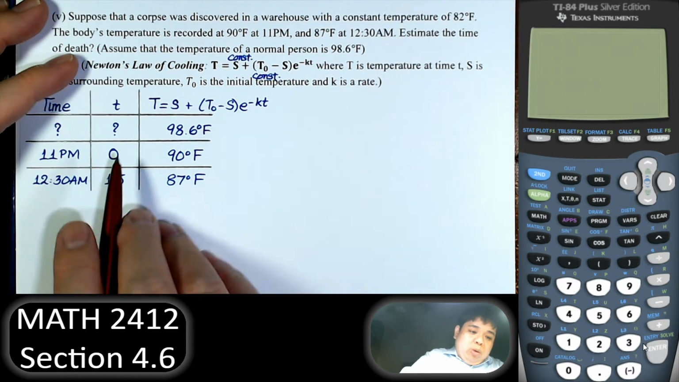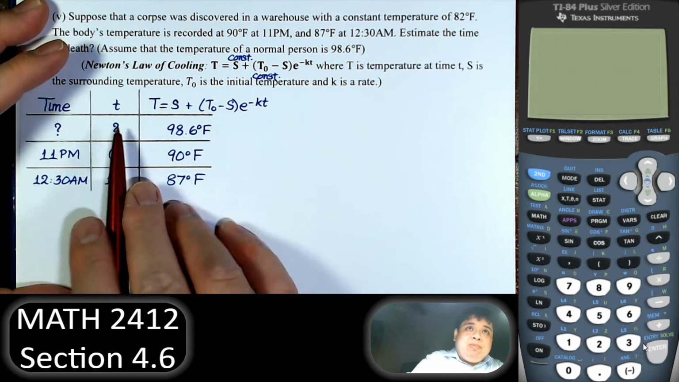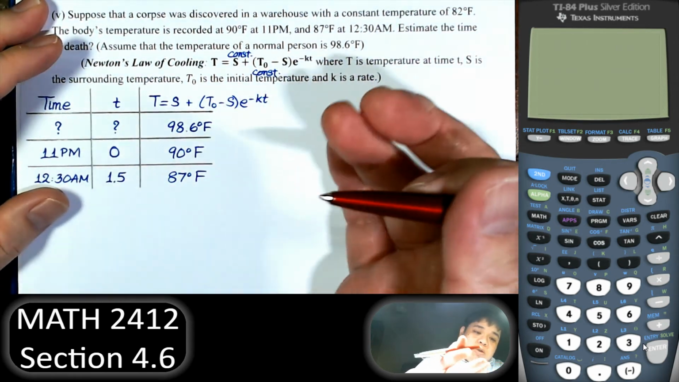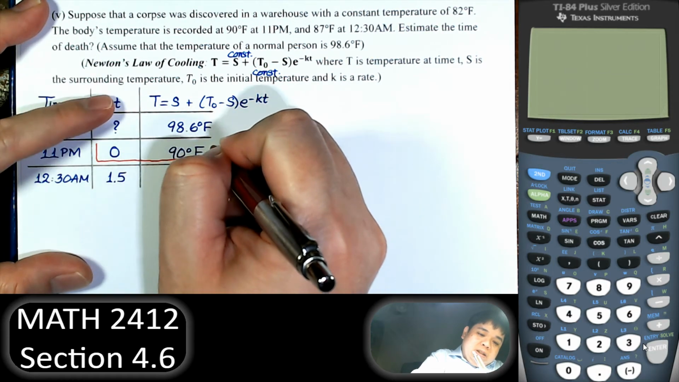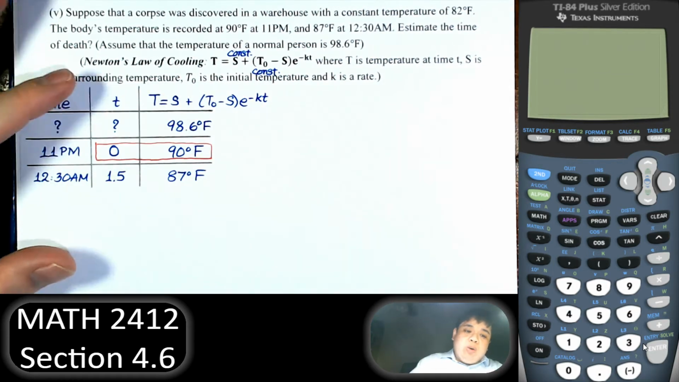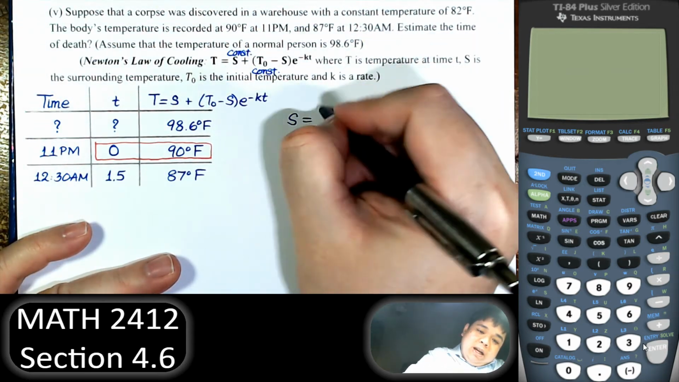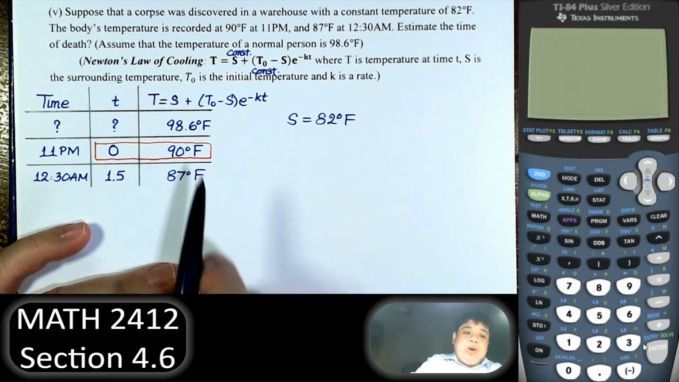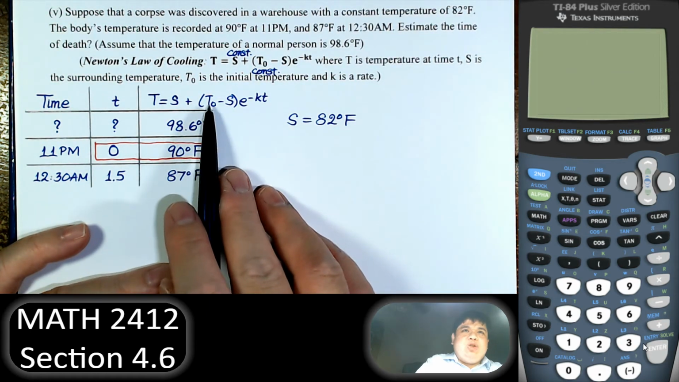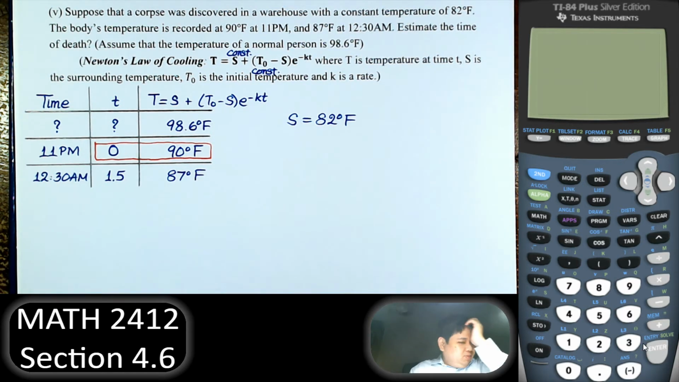Alright, so we will do that one last. What we do first is look for something easy. So let's look at this pair of data. By the way, we do know the surrounding temperature, 82 degrees. We don't know the initial temperature. Actually, the initial temperature is 98.6. We know that, but worry about that later. Now focus here.